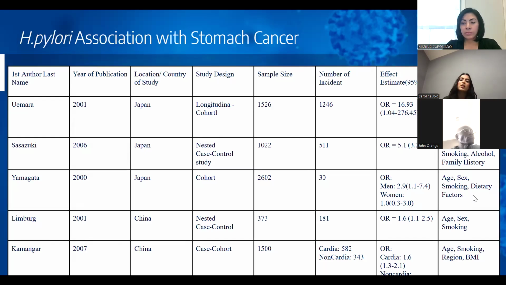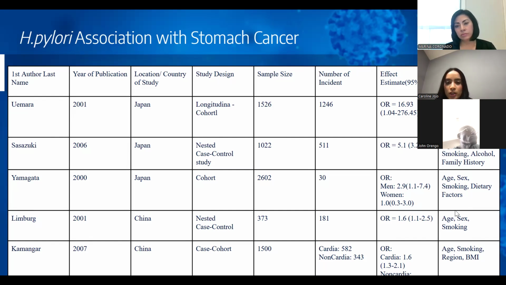So now we're going to talk about specifically H. pylori's association with stomach cancer. And so, like we mentioned before, there are a ton of risk factors for stomach cancer. However, H. pylori does have the highest risk factor. And so we can see, like John had mentioned in the global incidence, Eastern Asia has a very, very high incidence rate compared to global rates.